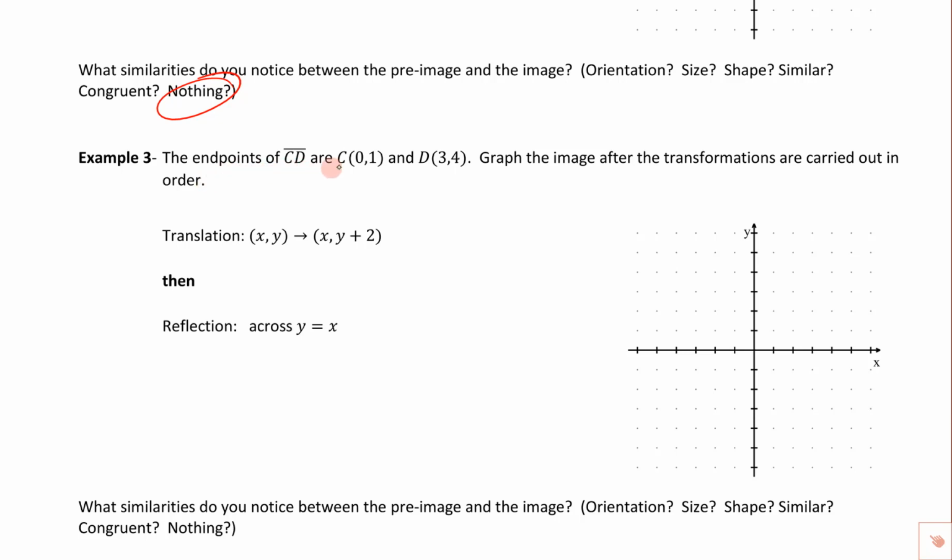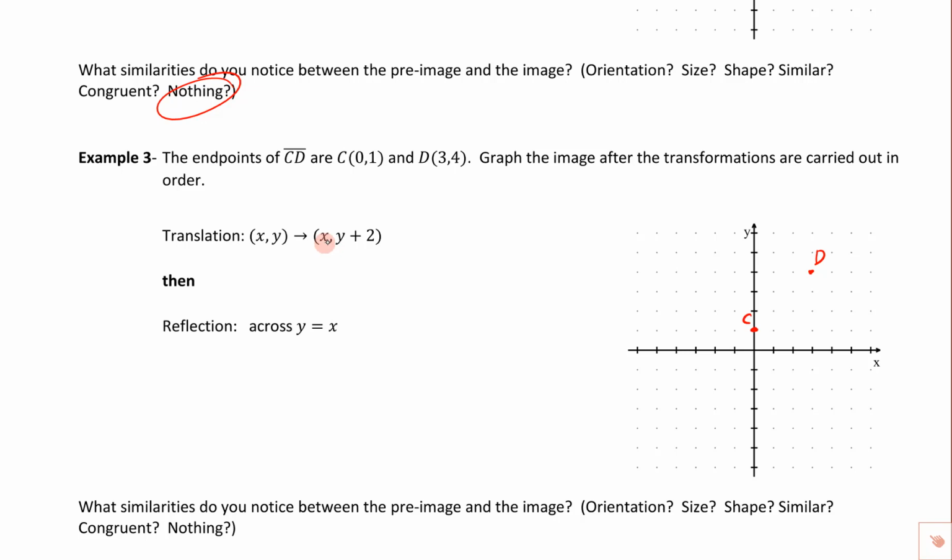Okay, it says the endpoints of CD are (0, 1) and (3, 4). Graph the image after the transformations are carried out in this order. So we're going to do (0, 1), right here. That's C. And then D is (3, 4), so over 3 and up 4. So there's D. And it says we're going to do this transformation.